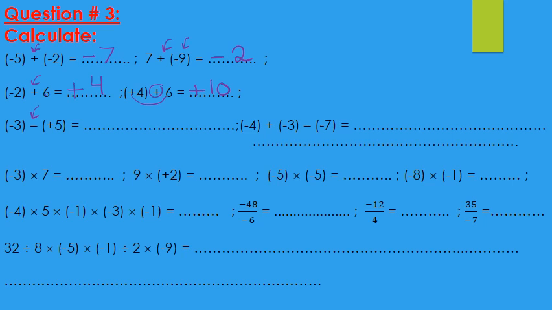Now we have subtraction of signed numbers. The rule of subtraction is we keep the first number as it is, we change minus into plus, and we find the opposite of the second number. The opposite of +5 is -5. Now we have addition of signed numbers having the same sign, negative, so the answer will be negative, and we add 3 plus 5 is 8.